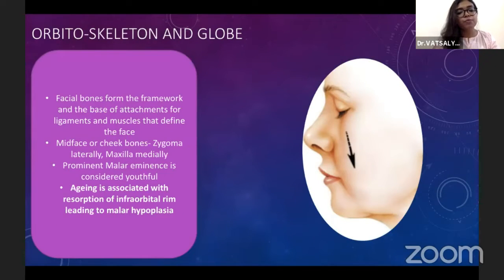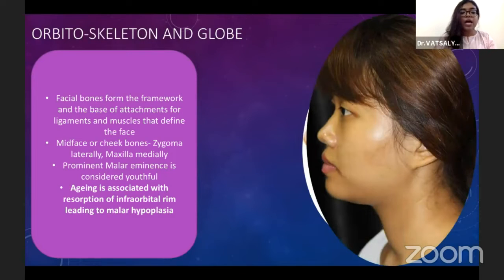Facial bones form the framework and the base of attachments for the ligaments and the muscles that define the face. Mid-face comprises the zygoma laterally and the maxilla medially. A prominent malar eminence is considered youthful. Aging is associated with resorption of the infraorbital rim, leading to malar hypoplasia.